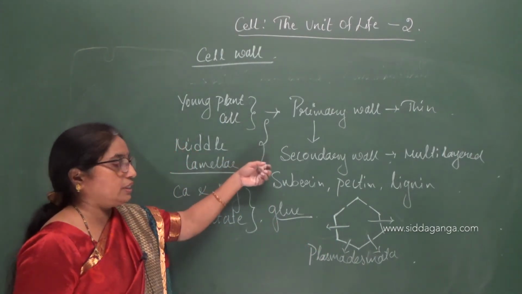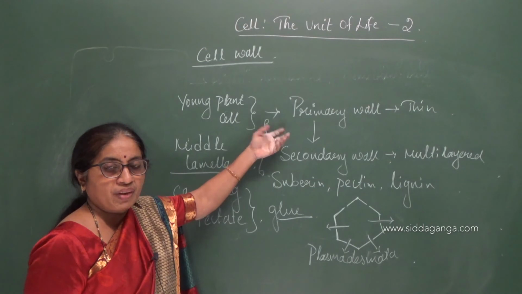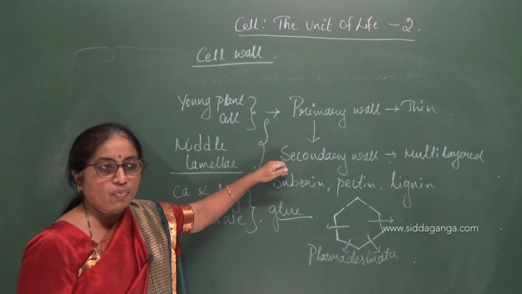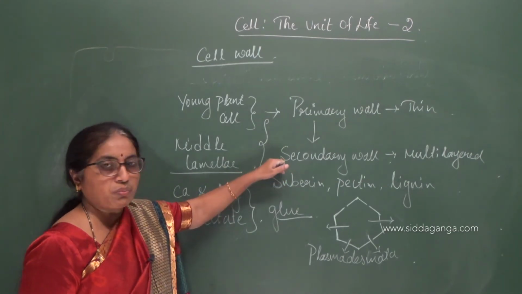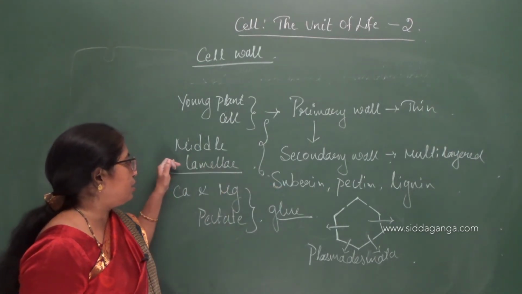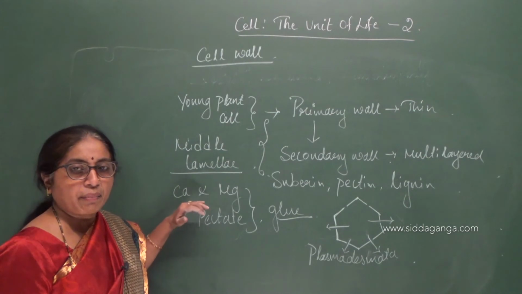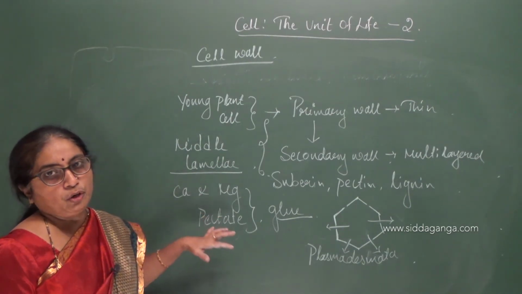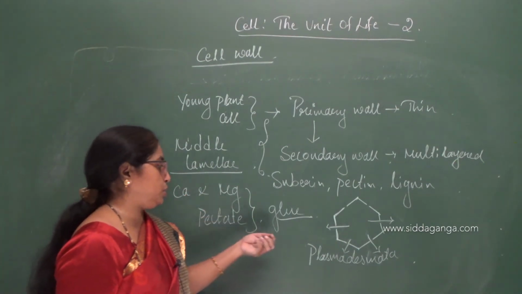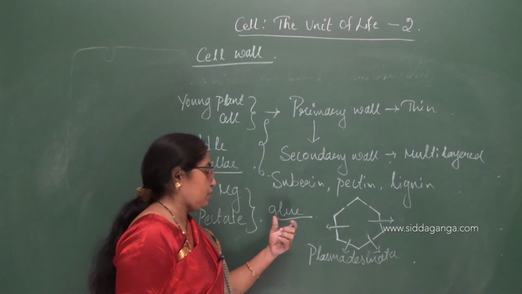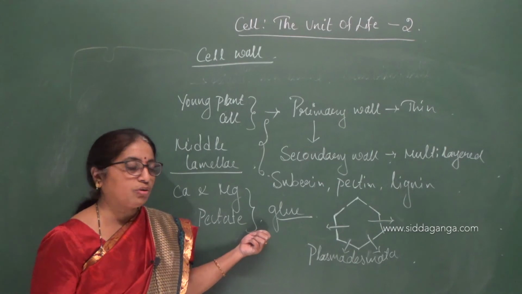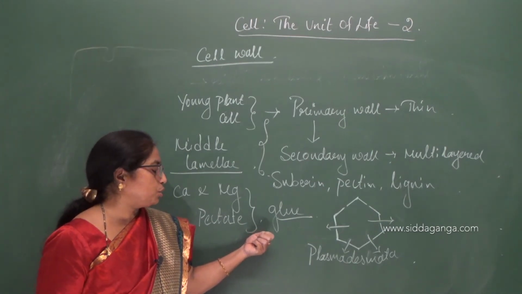So, primary wall, secondary wall. Primary wall is thin and diminishes slowly as the cell matures and brings about the formation of the secondary wall on its inner side, which is multi-layered, and it is formed by suberin, pectin and lignin. And the middle lamella is made up of calcium and magnesium pectate, which acts like a glue and helps in the attachment of the cells.